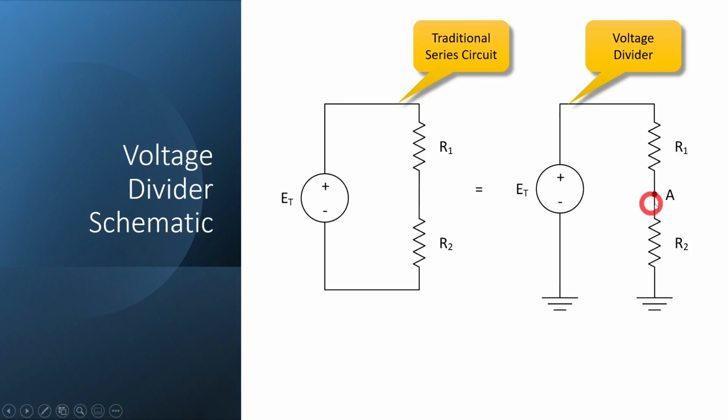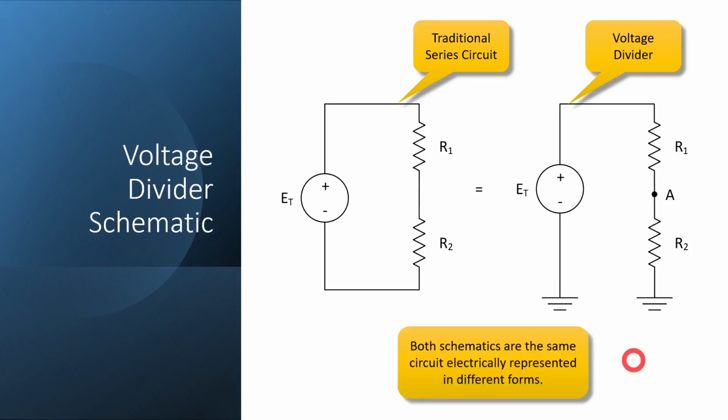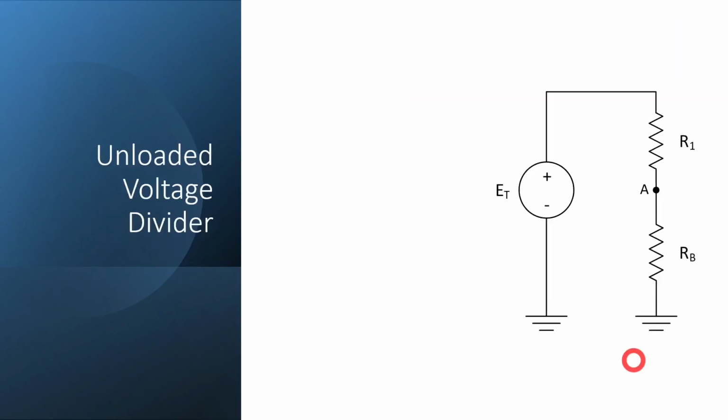And then here for the voltage divider, we have a node or a point on the circuit that is denoted by the letter A, and that's going to become very useful to us in these voltage divider circuits. So when we look at these two circuits, even though they're represented in different forms, both of these circuits are representing the exact same circuit. Okay, one is a traditional series circuit, and the other one is what we would consider a voltage divider, which is a characteristic of a series circuit.